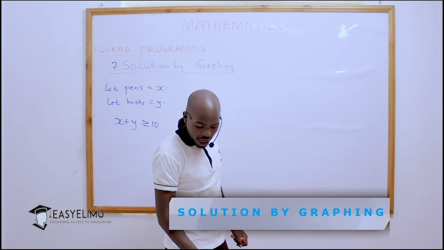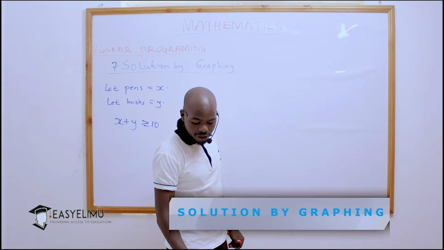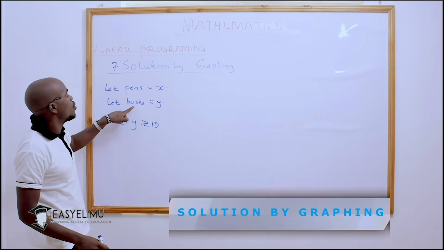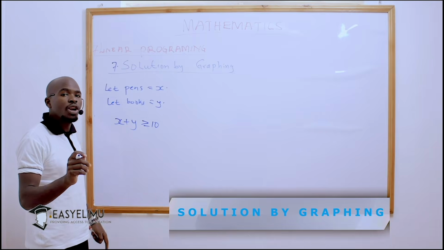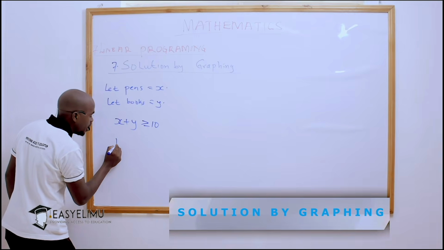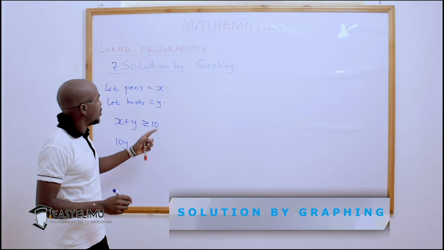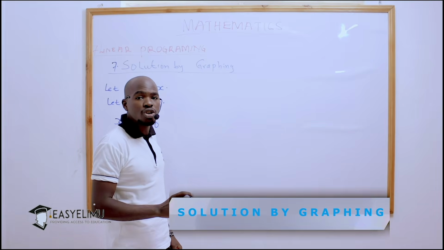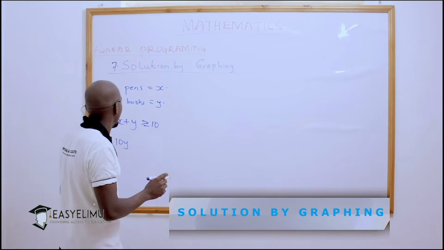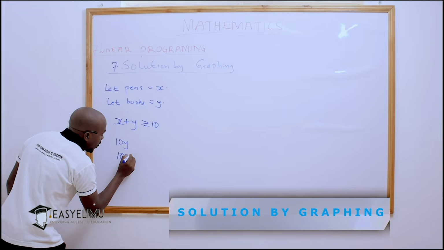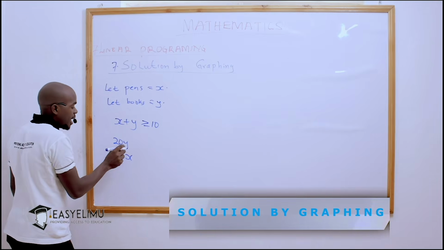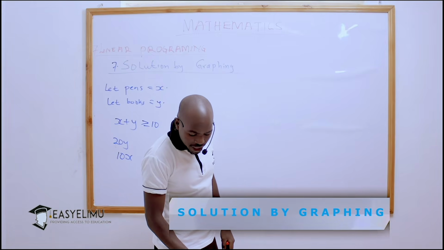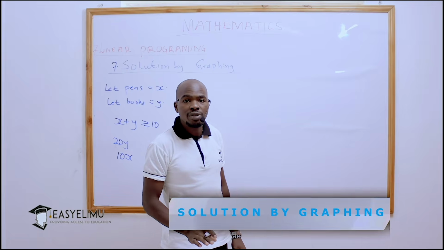So from there we have been told a book costs 20 shillings and a pen costs 10 shillings. If a book costs 20 shillings, the total amount spent on books will be 20Y. And if a pen costs 10 shillings, the total amount spent on the pens will be 10X. A book is 20 and a pen is 10. So we have been told the student is having only 220 shillings to spend.